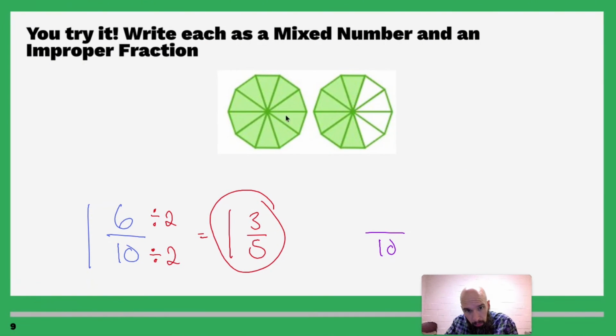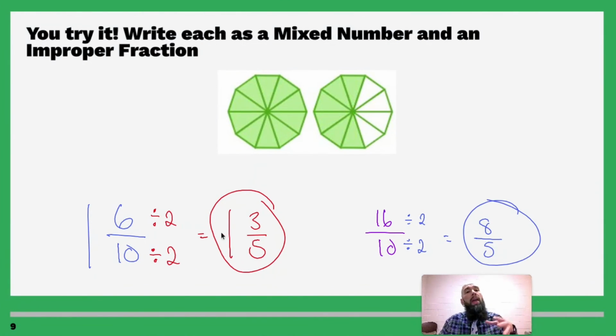Now the improper fraction part has me saying this is all over 10. I have 10 of them here, 11, 12, 13, 14, 15, 16. So we get 16 over 10. You should recognize that 16 and 10 can both be divided by 2. And that'll get me 8 over 5. Which means 1 3/5 is the same exact thing as 8 over 5.